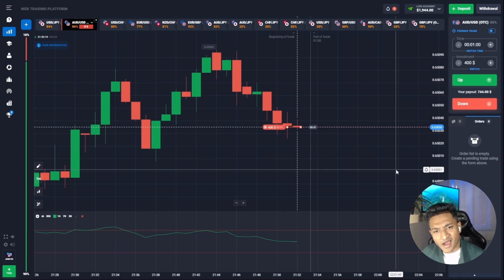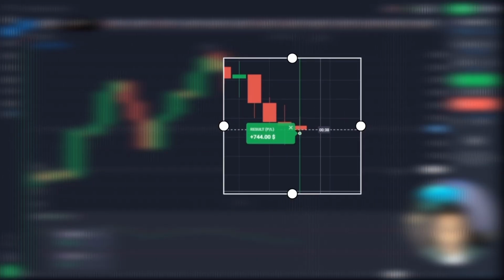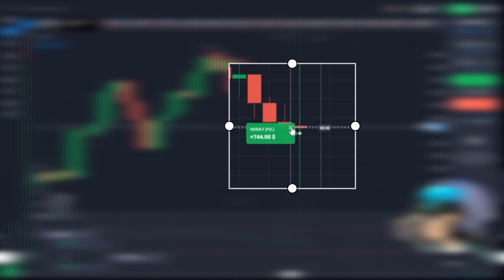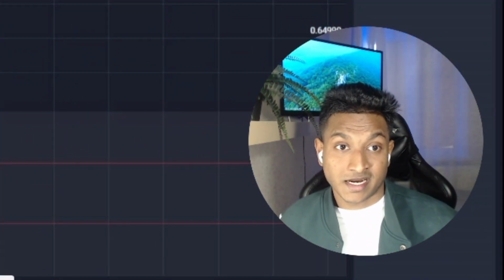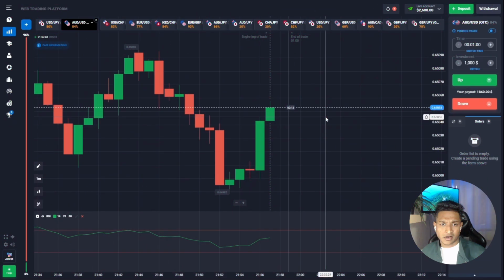And look at my second profit. Look at this, another $744 profit. So far so good. Let's shift into another one. Another currency pair, let's choose.